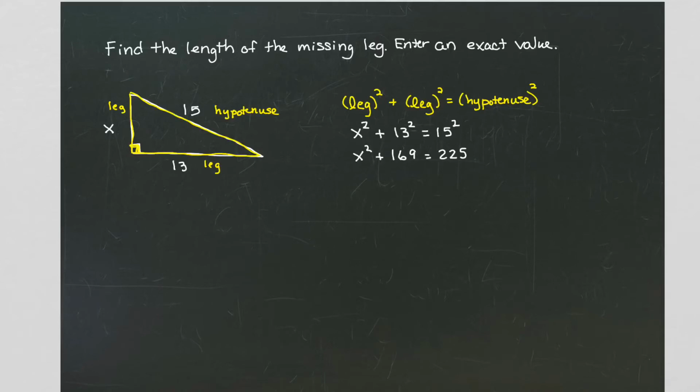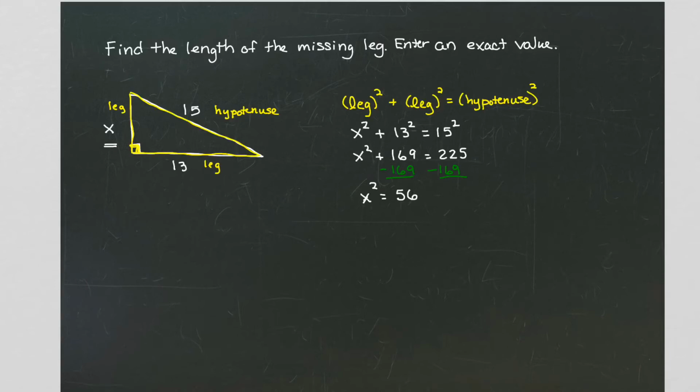We can continue to solve, so we'll subtract 169 from both sides. That gives us that x squared is simply 225 minus 169, or 56. Now we're almost finished. We have solved for x squared, but now we need to go back and actually find just the representative for x.